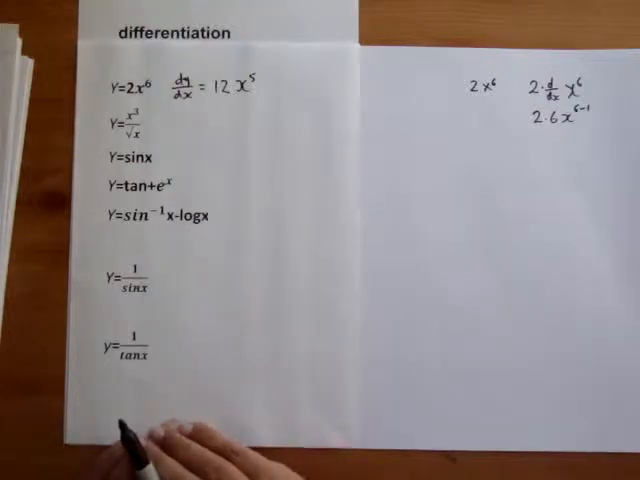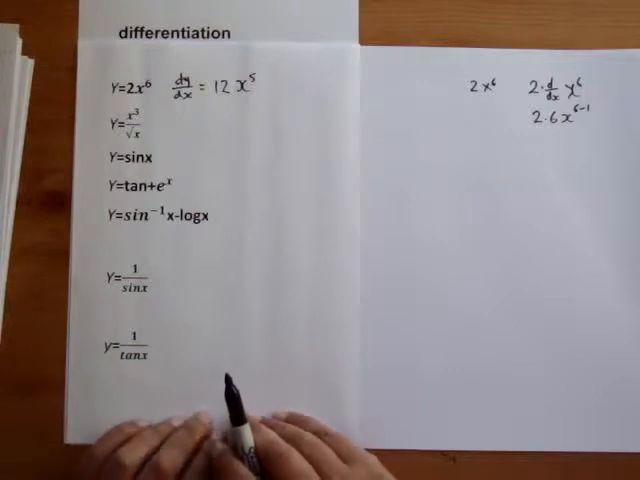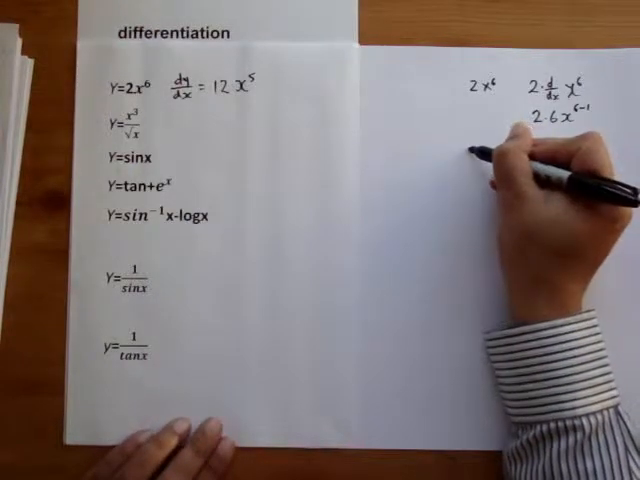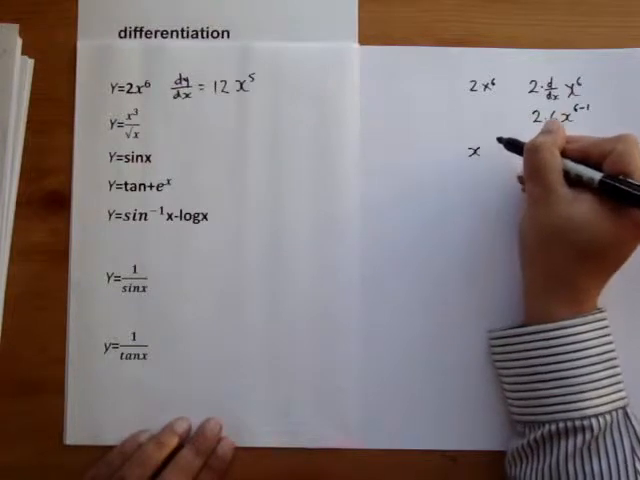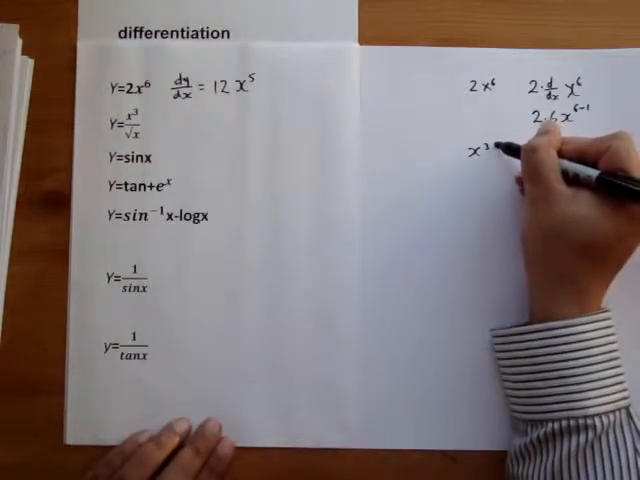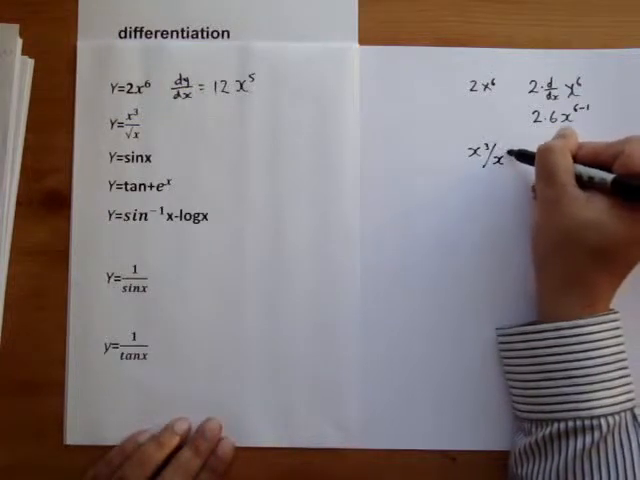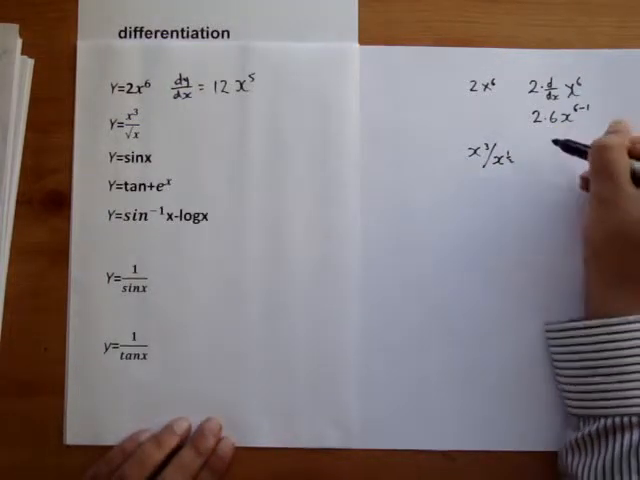What about the next one? Y equals x cubed over square root of x. So let's see if we can make this into one term. So we have x cubed divided by x to the power half.